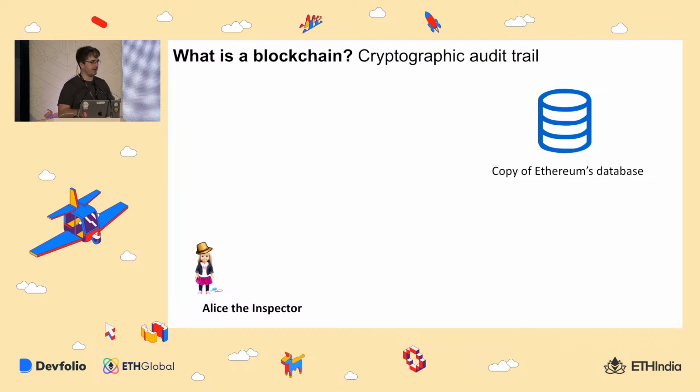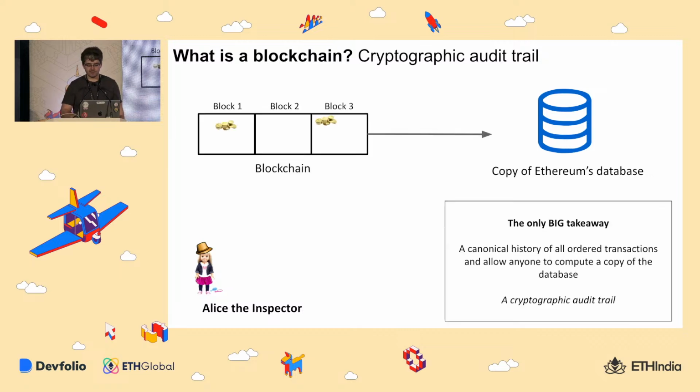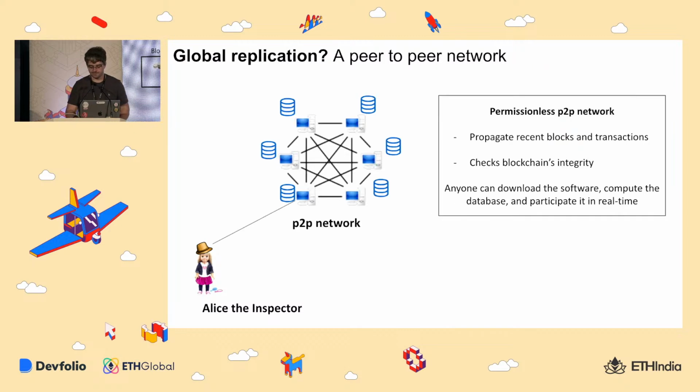And then she can check her balance, and she can say, yep, I have 1 or 2 coins on the network. So if there's only one takeaway from this workshop that you guys remember, the whole point of a blockchain is just to allow anyone to compute a copy of the database. It's a bit like a cryptographic audit trail. I execute the blocks in order, and I can get the same database as everyone else. And that's the only thing the blockchain really does.